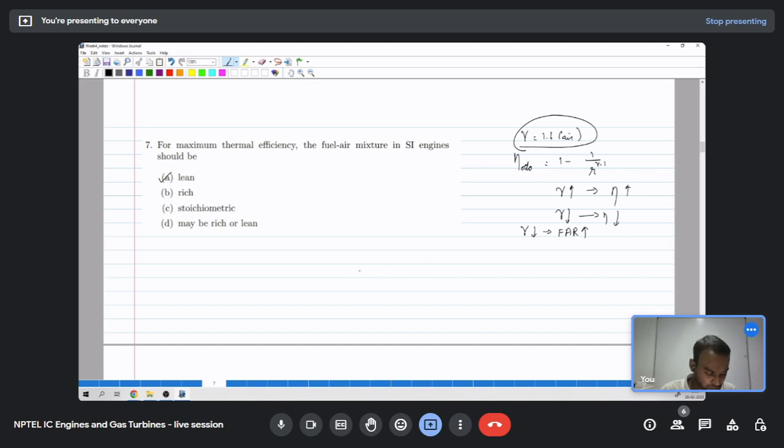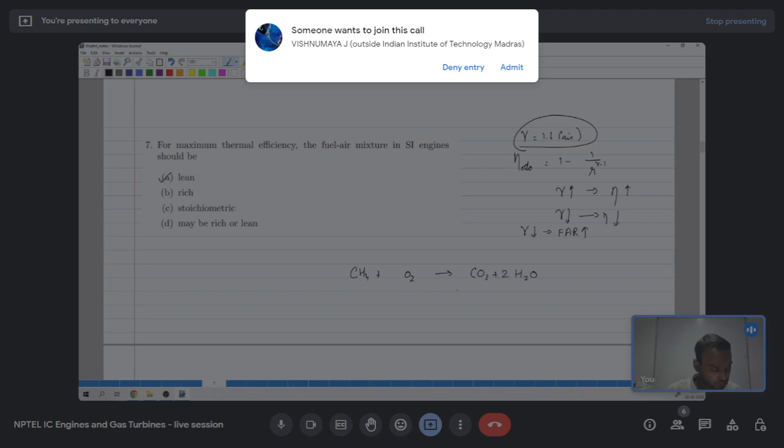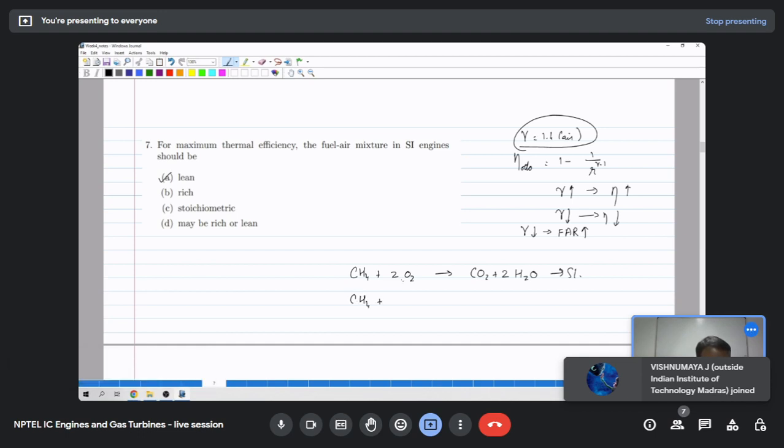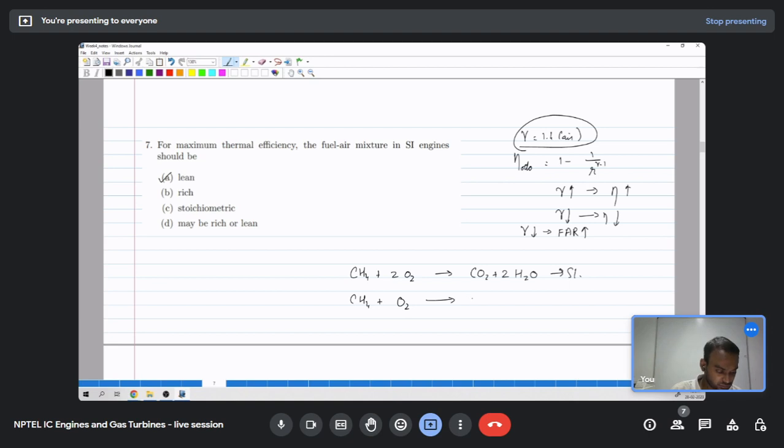So if you have CH4, let's give CO2 plus H2O. To balance this, you would have this and this. So this is the stoichiometric condition. In actual, if you have a rich mixture, assume it is 1.5.